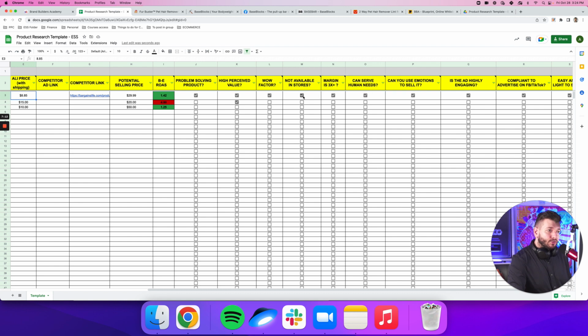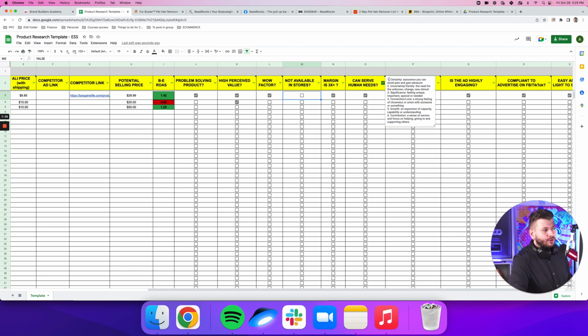Not available in stores: sometimes you see a product available in stores, sometimes it's not. But if you go to the store, and especially if you're based in Europe and selling to the US market, it will be hard for you to know what's available or not available in stores. So we might just deselect it if we don't know. Then, conserve a human need.